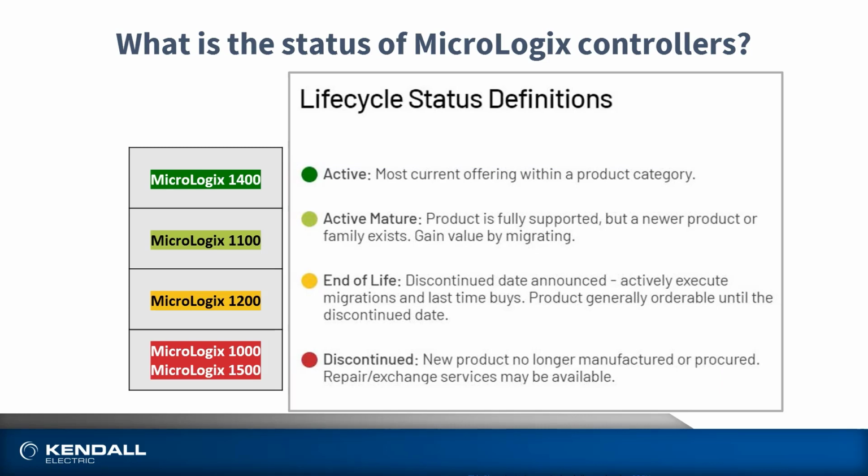So what does all this mean for the MicroLogix family of controllers? The MicroLogix 1400 controller is active, and Rockwell Automation has recently committed to making it available through the year 2030. That's 10 years. The MicroLogix 1100 is active mature. If you're thinking about migrating away from that, you still have time to put plans in place. However, the MicroLogix 1200 is currently end of life, and it will be discontinued in March of 2021. Lastly, the MicroLogix 1000 and 1500 have already been discontinued for several years. So if you're using a MicroLogix 1200, 1000, or 1500, we need to put a plan in place today. And that's what we're going to talk about.